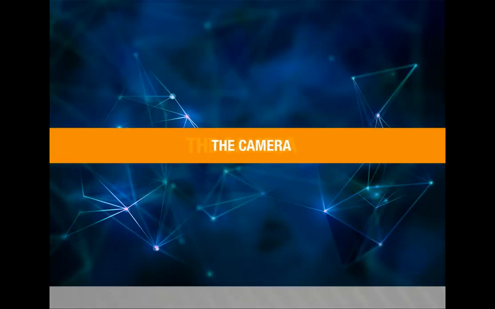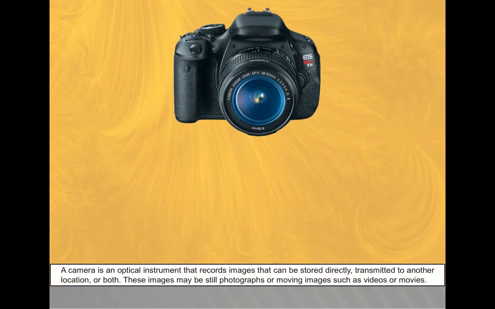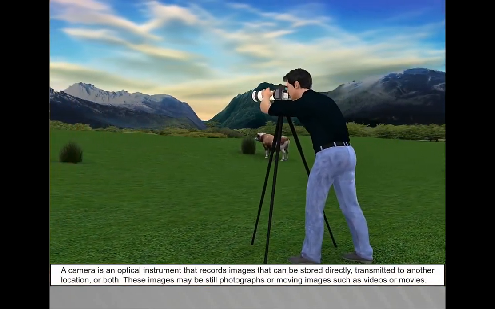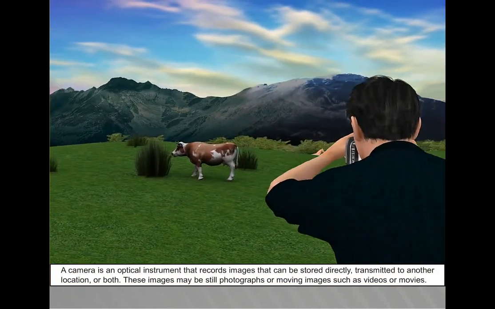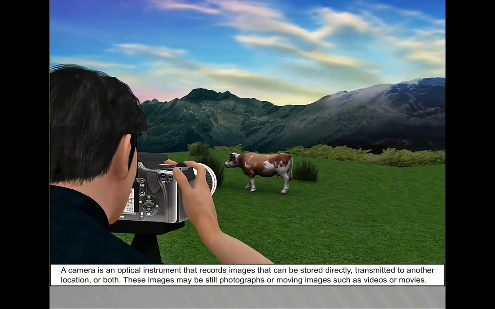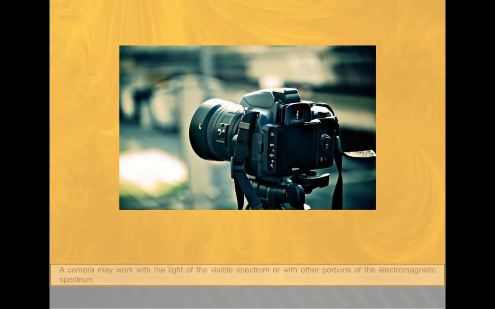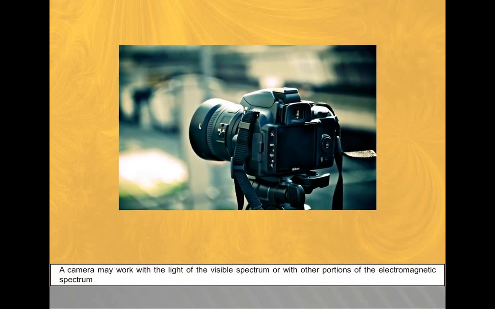The camera. In this video, we are going to see about the camera. A camera is an optical instrument that records images that can be stored directly, transmitted to another location, or both. These images may be still photographs or moving images such as videos or movies. A camera may work with the light of a visible spectrum or with other portions of the electromagnetic spectrum.